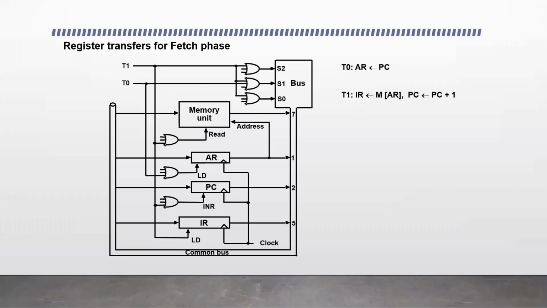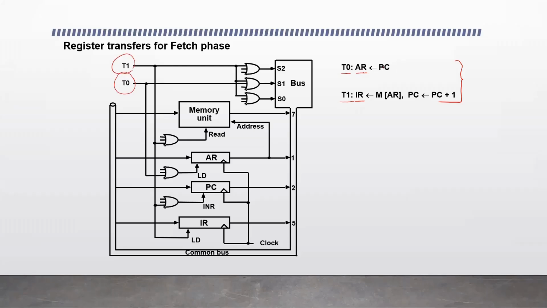And these are the micro operations that are performed. At time T0, we transfer the content of PC, the program counter, to AR, the address register. From that address in memory, we store the instruction in our instruction register IR, and PC is incremented. Here we show these operations, and as these are controlled by the control signals T0 and T1, we have included T0 and T1 in this.